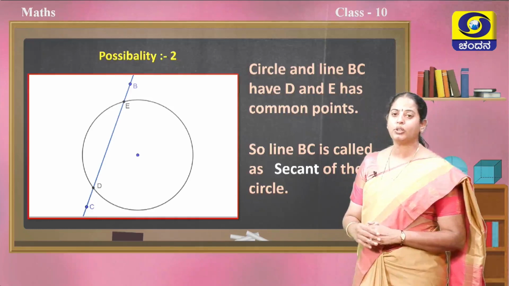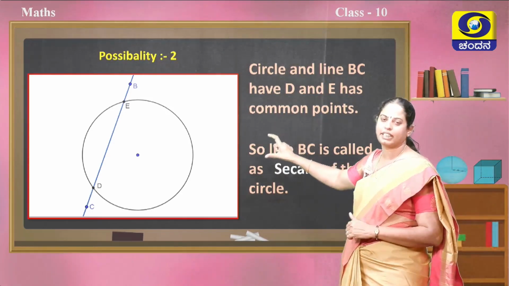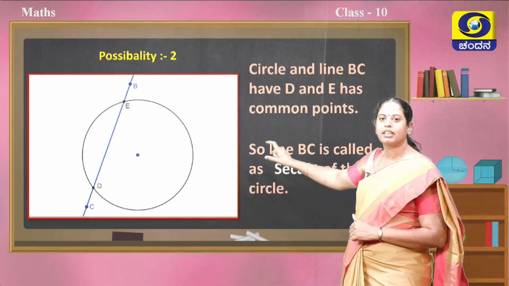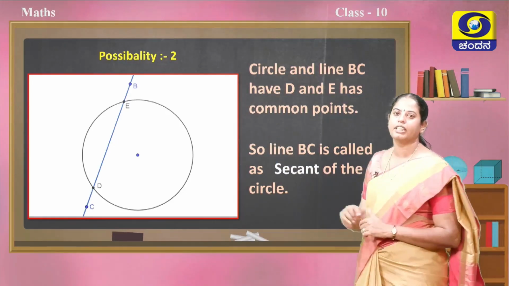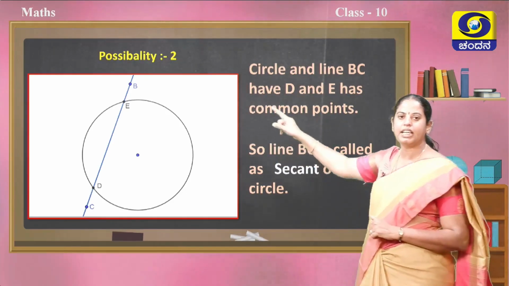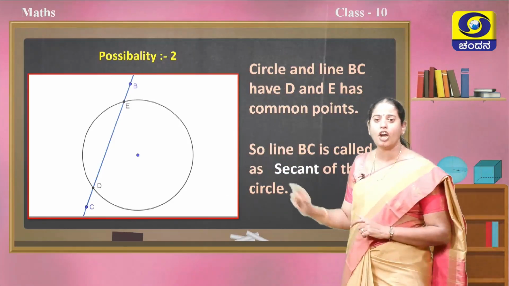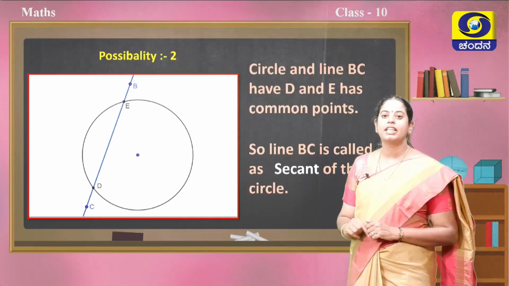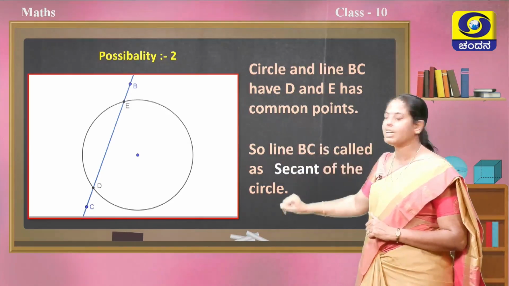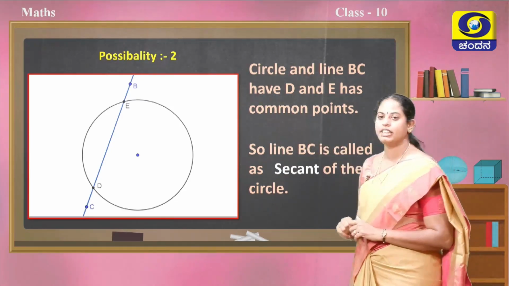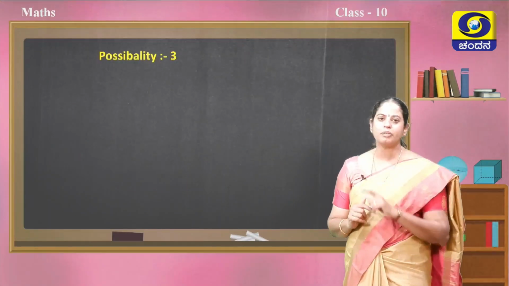Next, possibility 2. If you observe, as the line enters the circle, it is meeting the circle, or intersecting the circle, at two different points. Yes, at D and E, it is intersecting the circle. The line BC is intersecting. Now, the line BC is called a secant of the circle. Related to the circle, BC is called the secant of the circle.